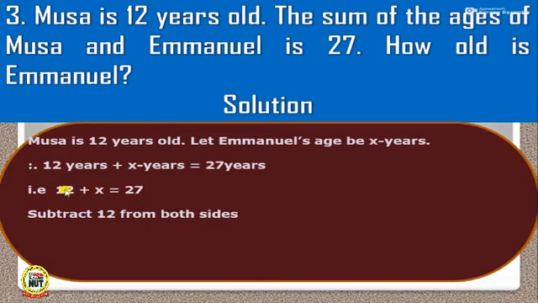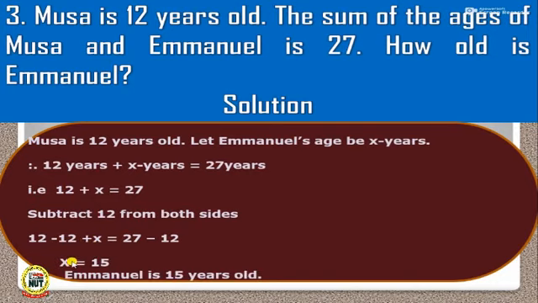How do we do that? By subtracting 12 from both sides. So that becomes 12 minus 12 plus x is equal to 27 minus 12. Then 12 minus 12 gives us what? 0. Then 0 plus x is equal to x. So what do we have here now? We have that x is equal to 27 minus 12, and that will give us 15. Therefore, Emmanuel is 15 years old.